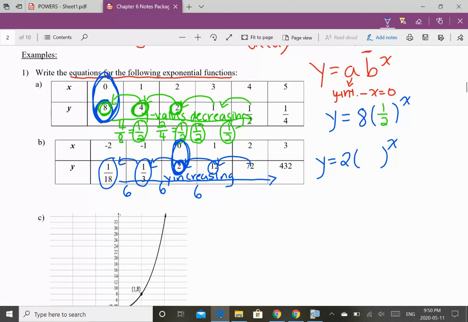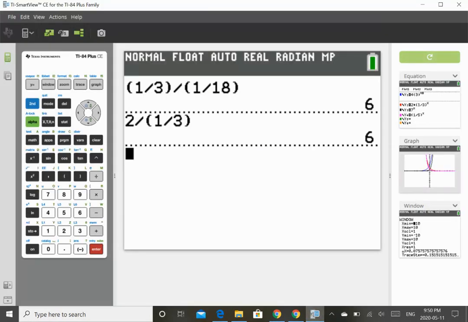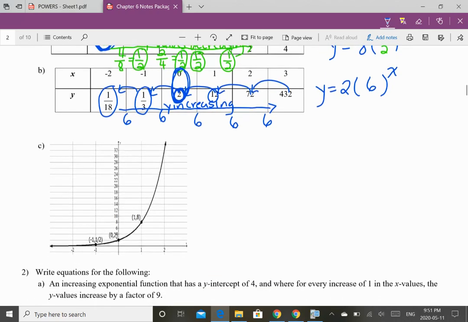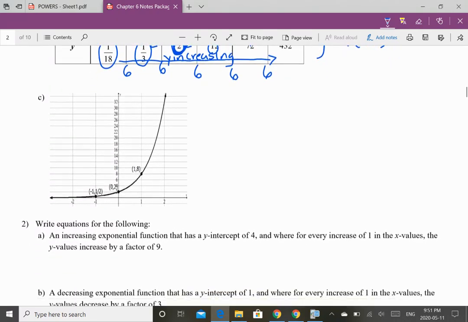72 divided by 12 is 6. 432 divided by 72, that's a big number. We could check that on our calculator if we wanted to. 432 divided by 72 gives us 6. Great, so our base there would be 6. It's our common factor, and it's a number bigger than 1. There's our base.